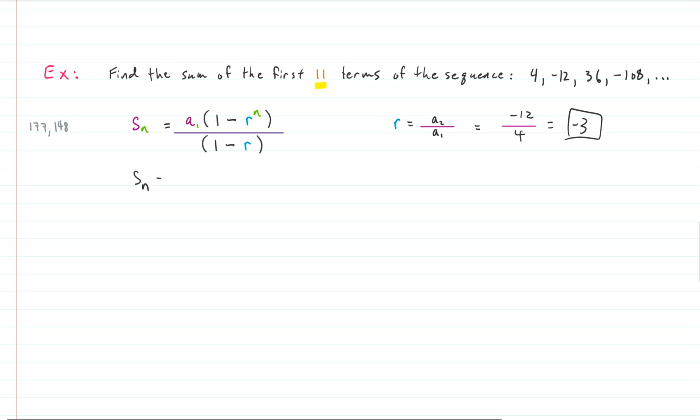So s sub n equals a sub 1, which was 4, times 1 minus the common ratio, which is -3, to the n. We're doing 11 here, so s sub n really should be s sub 11. And then we will put 11 as the exponent on the r in the numerator. And we have all of that over 1 minus the common ratio again, which is -3.